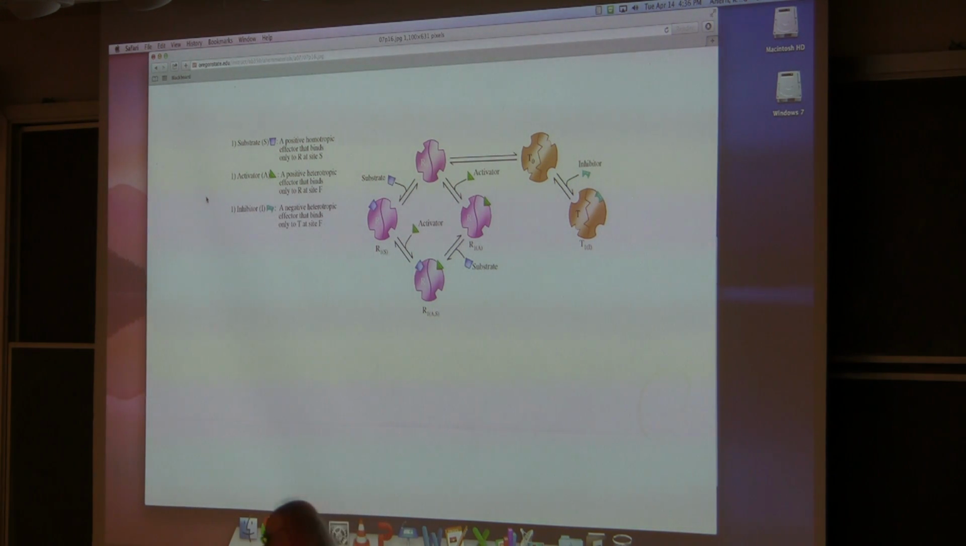Yes? So ATP locks in the R state and CTP locks it in the T state? That's right. ATP locks it in the R state. CTP locks it in the T state. So that's two ways of explaining activation and inactivation of an enzyme.